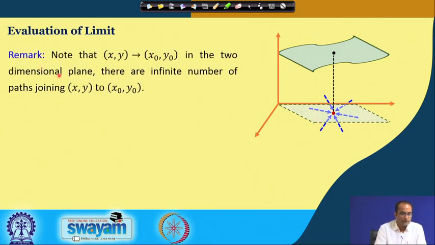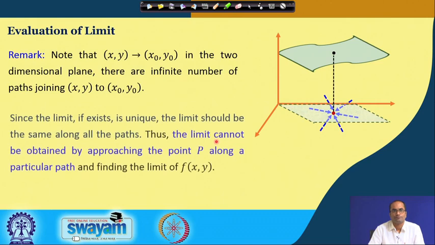So, as I have remarked here, note that (x,y) goes to the point (x0,y0) in the two dimensional plane. There are an infinite number of paths joining (x,y) to this particular point (x0,y0). Since the limit, if it exists, is unique, the limit should be the same along all the paths. That means, the limit cannot be obtained by approaching the point P along a particular path and finding the limit of the function f(x,y) as (x,y) goes to (x0,y0).